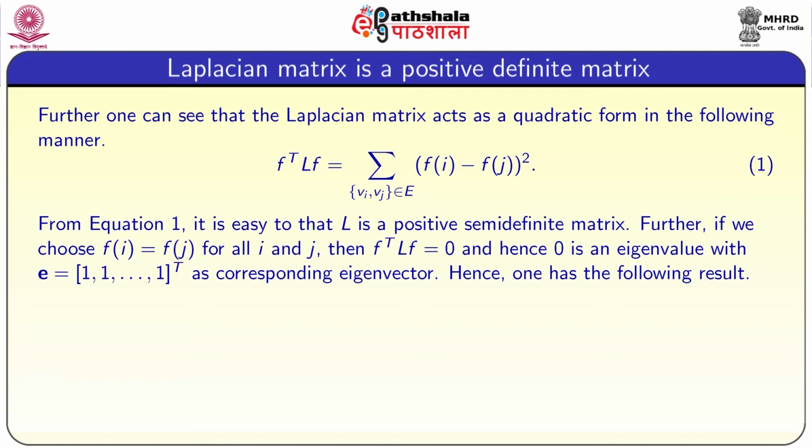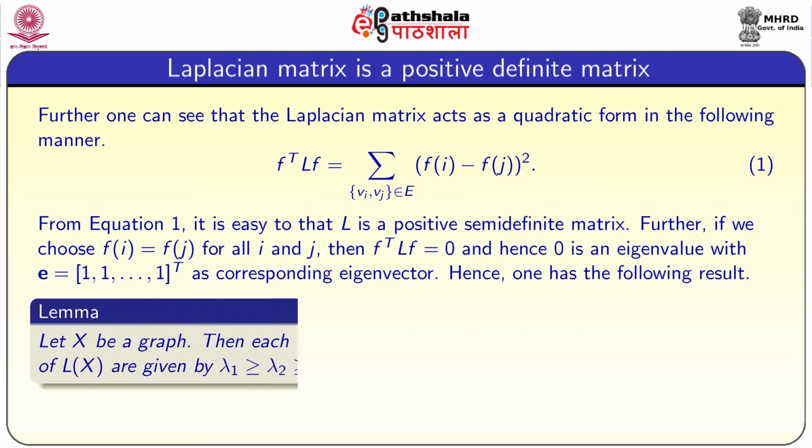So, before going to the result, we observed that 0 is always an eigenvalue of the Laplacian matrix and the vector with all ones is always an eigenvector. This is one thing one has to remember, we will use it frequently.